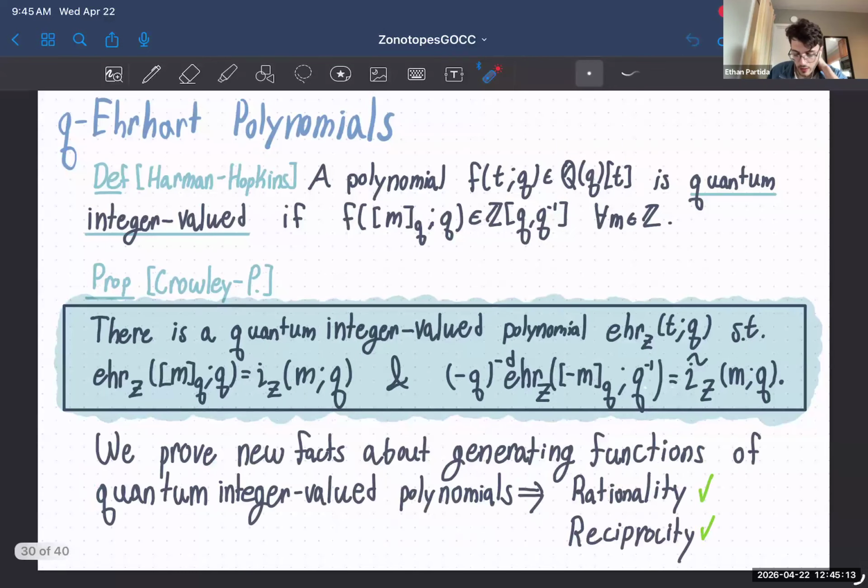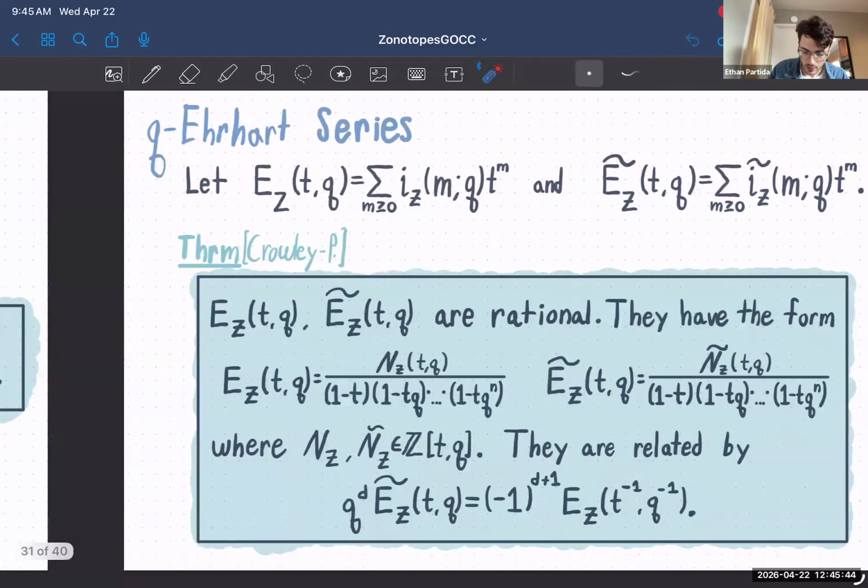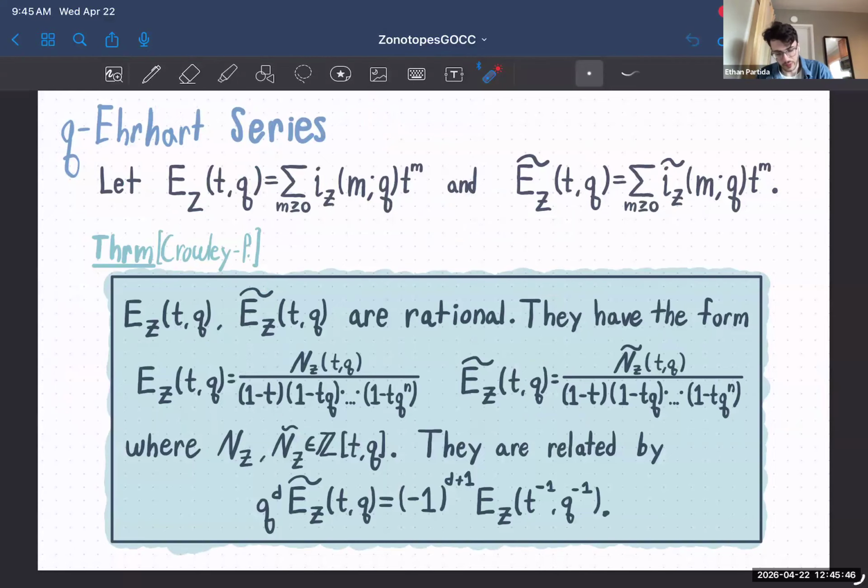Okay. And what Colin and I do is prove facts about generating functions of quantum integer valued polynomials, analogous to the ones you would hope for regular integer valued polynomials. In particular, we prove rationality of their generating functions, and that the generating functions obey some sort of formal graded reciprocity. And I'll tell you exactly what these theorems mean for our special case of graded Ehrhart theories. And this is exactly what we get out of it.